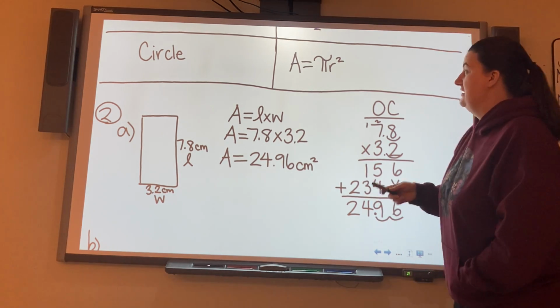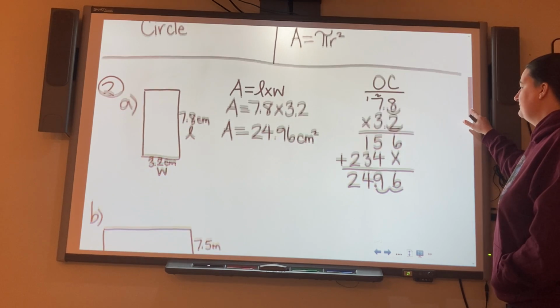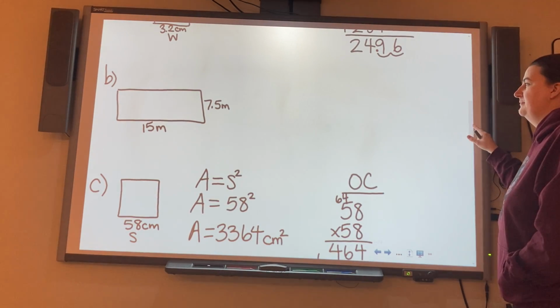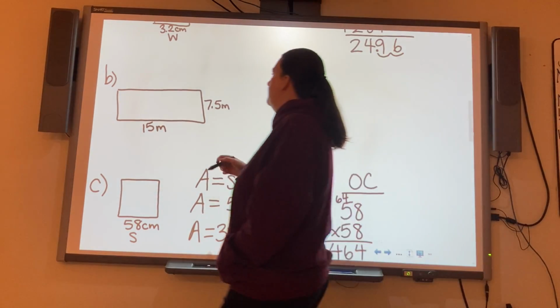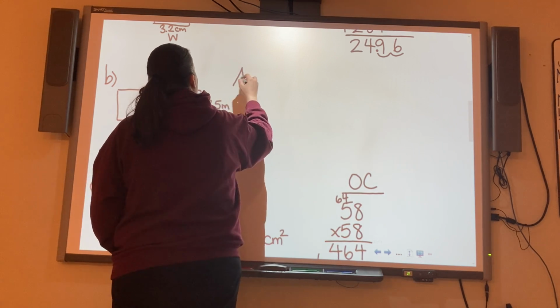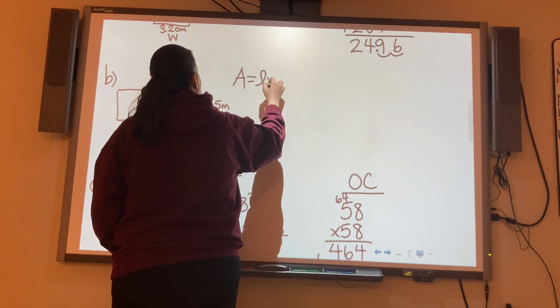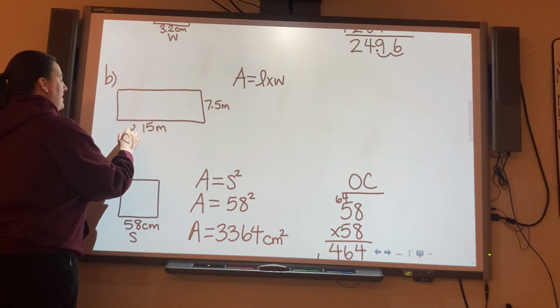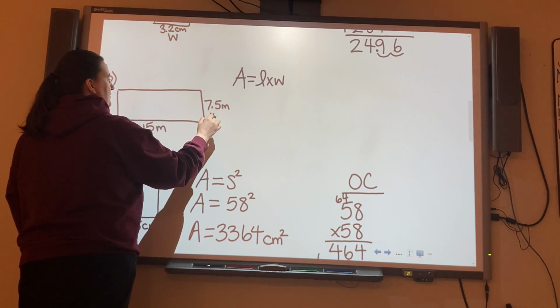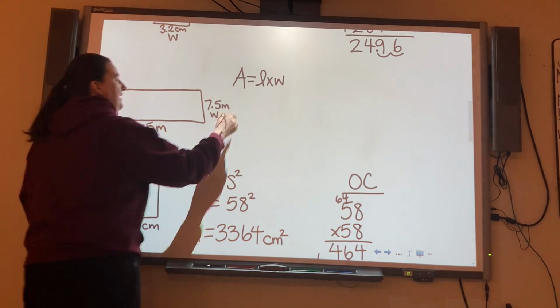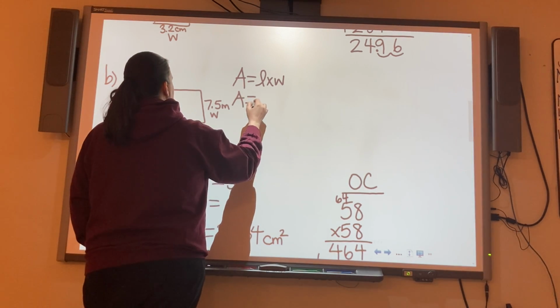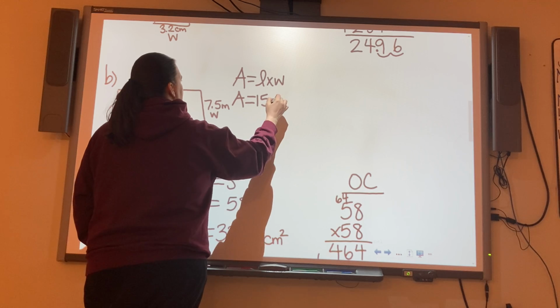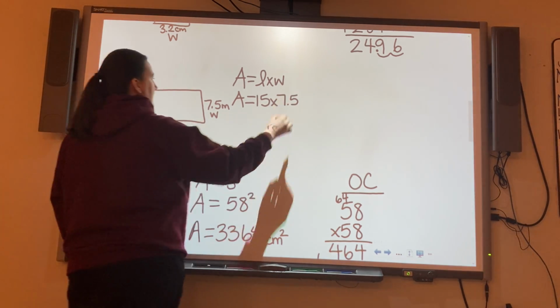All right, we did A, and now we'll do B. So for the area of a rectangle, A equals L times W. The L is the length, the long one. The W is the width, the shorter one. A equals 15 times 7.5.